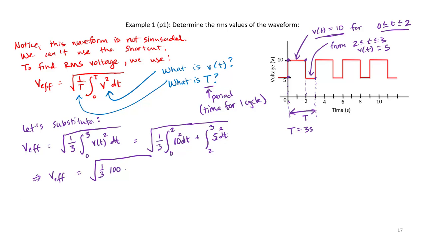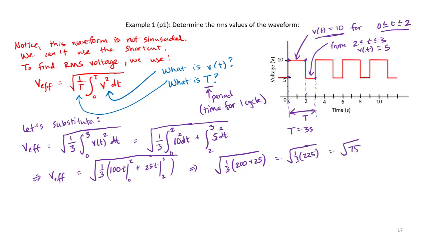If we take that integral, 100t from 0 to 2, plus 25t from t equals 2 to t equals 3. If we simplify that out, that becomes square root of 1/3 times 200 plus 25, or square root of 1/3 times 225, which gives us square root of 75, or about 8.66 volts. And if you think about it, on average that makes sense. Because if I were to draw a line at about 8.66 volts, you'd see that on average that waveform produces about that much DC voltage.